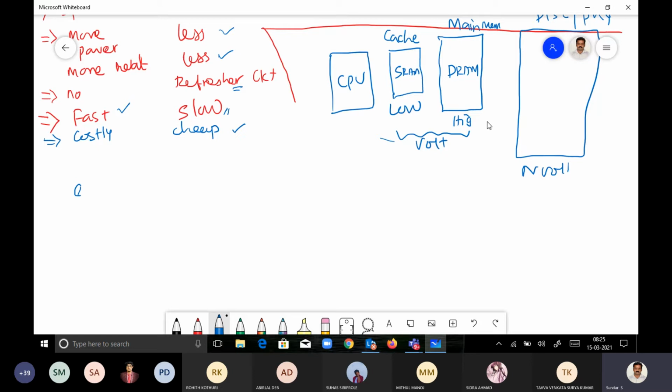Right. Now, what to do about this? We want to see that most of the time the information is available in the cache memory, right? So this is what we are going to discuss in detail.